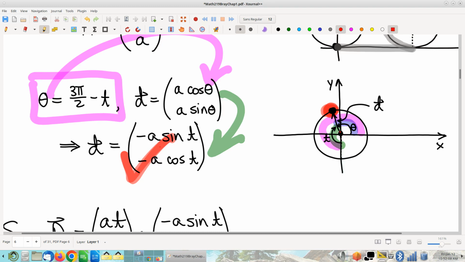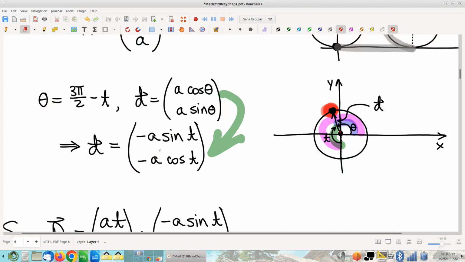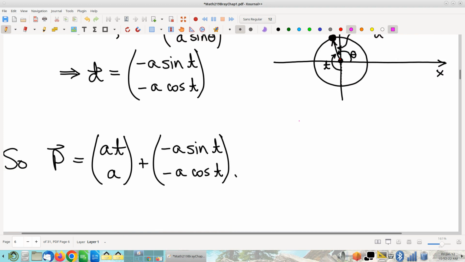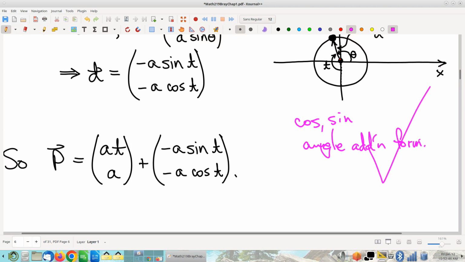Oh, and real quick, I do want to make sure that everyone knows the angle addition formulas. I'm going to write this down. This is important. I'm going to say this is really a requirement for the course. Cosine and sine angle addition formulas. Make sure you know those.